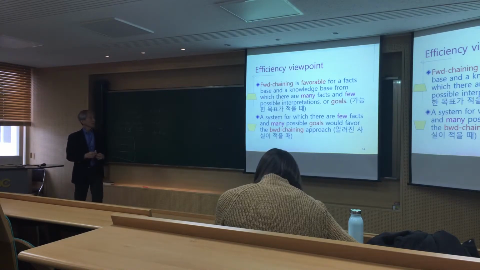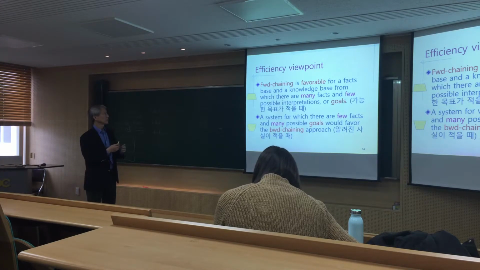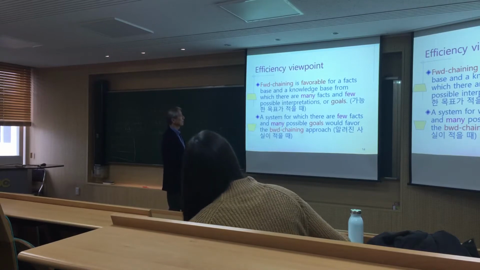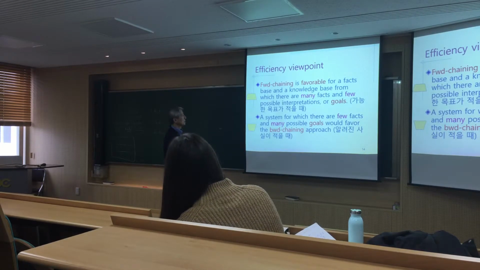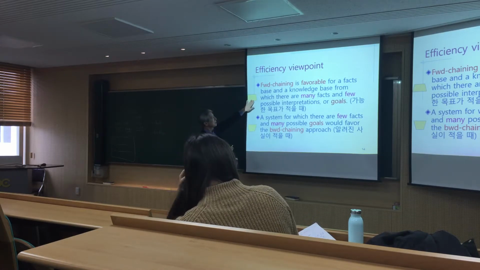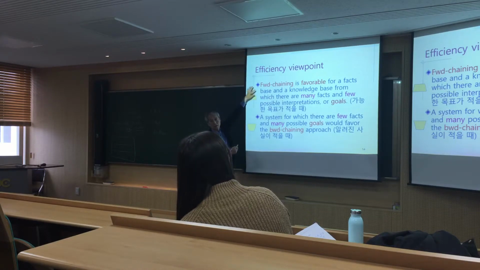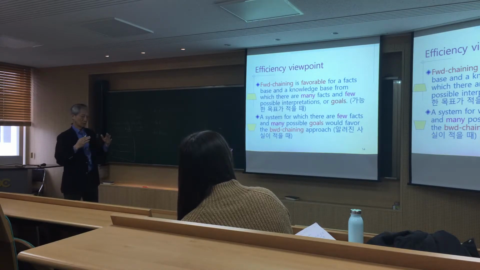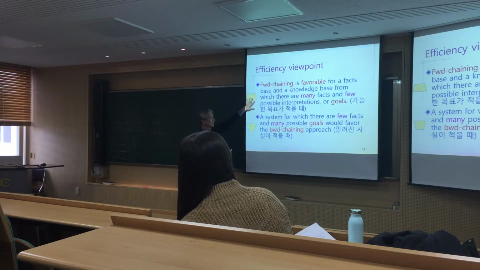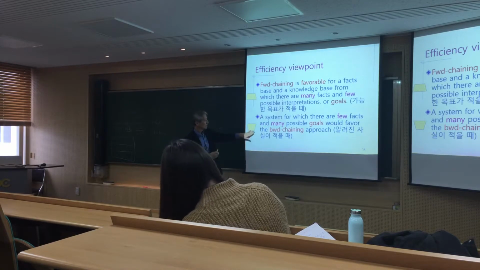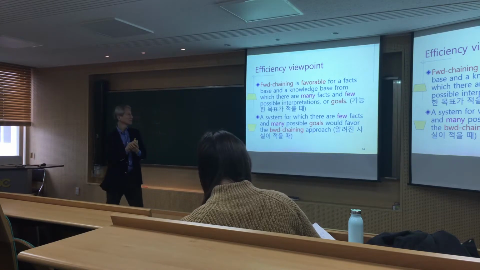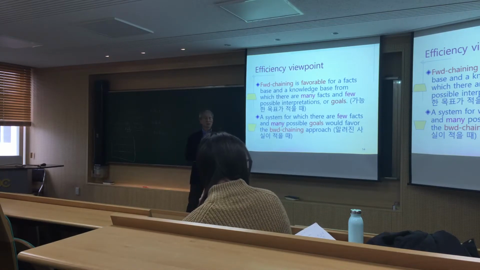Right. So comparing forward chaining and backward chaining, forward chaining is good for a fact base and knowledge base in which there are many facts and few possible conclusions based on the given facts. When the problem type is going in this way, this is good for forward chaining. But in a system where there are few facts and many possible conclusions, diverging cases, then the backward chaining approach can be better.